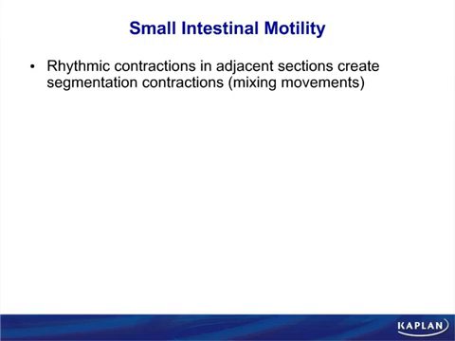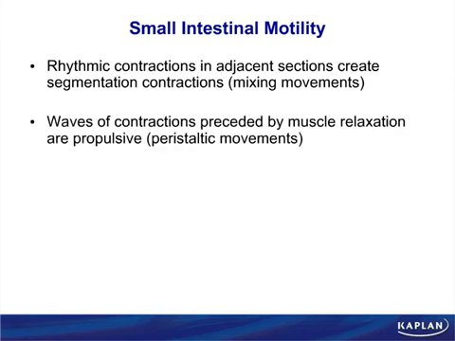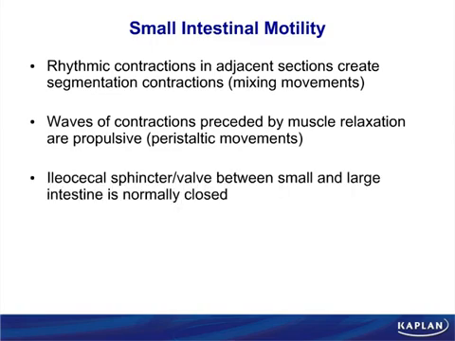As we move down the bowel, and we go from the stomach and into the duodenum, and into the small intestine, we see rhythmic contractions in adjacent sections, both mixing segmentation contractions and moving, such as peristaltic contractions, and the waves of contraction go from top to bottom, and that happens mostly in response to stretch of the stomach. At the other end, there's the ileocecal valve, the ileocecal sphincter between the terminal ileum and the colon.